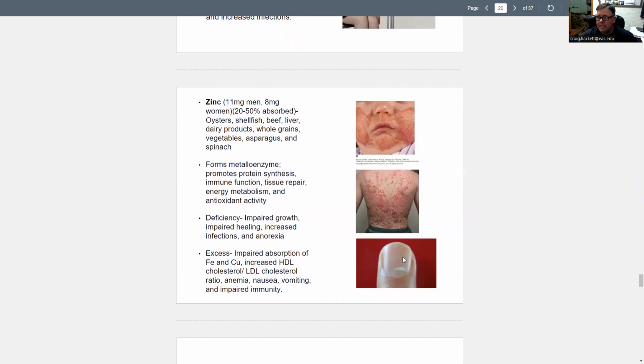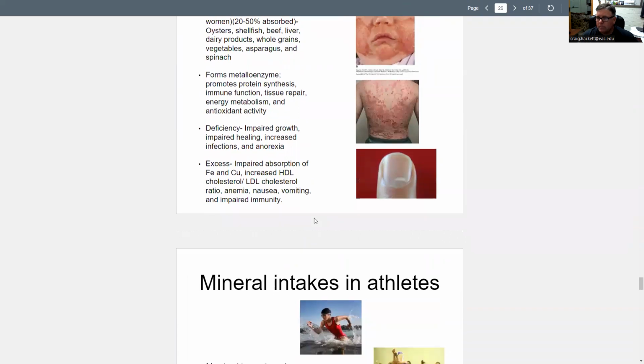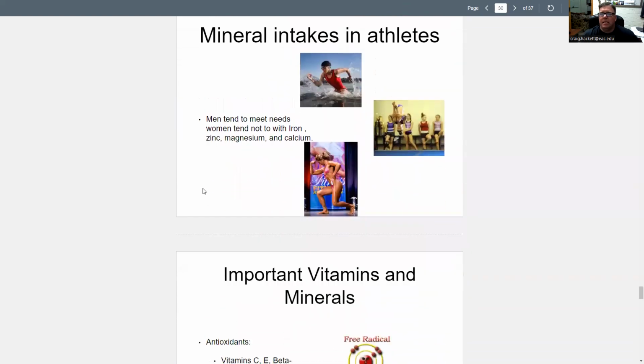And typically it's in the center here somewhere. It'll eventually grow right out, but that may give you an indication that you're a little low on zinc. All right, so mineral intake in athletes. Men tend to meet the needs because of their normal diet. Women tend to need more iron, zinc, magnesium, and calcium.